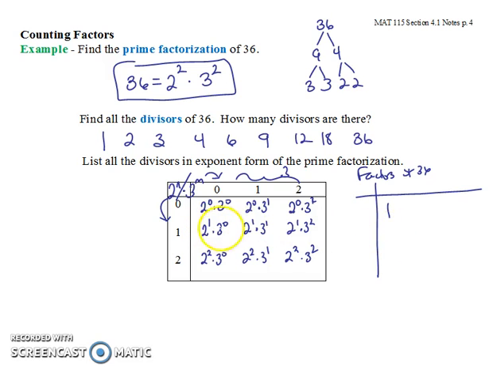2 to the first times 3 to the 0, that's 2. 2 to the second times 3 to the 0, that's 4 times 1, that's 4. This is 1 times 3, or 3. This is 2 times 3, or 6. That's 4 times 3, or 12. That's 1 times 9, which is 9. That's 2 times 9, which is 18. And that is 4 times 9, which is 36. So notice when I list it out that way, I get all 9 divisors. If I look up here, I have 1, 2, 3, 4, 5, 6, 7, 8, 9 divisors.